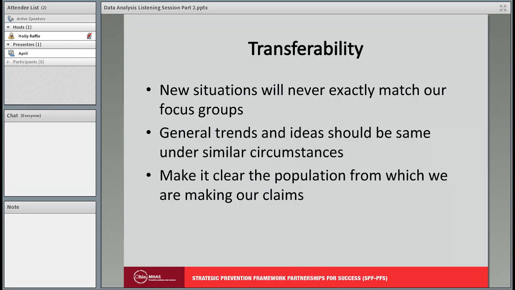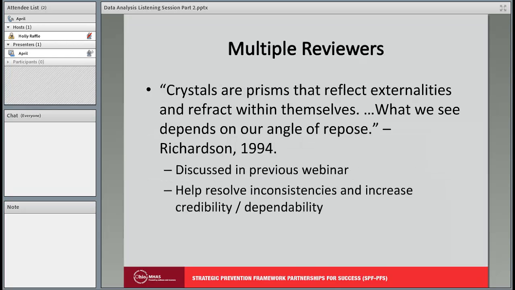So we want to get to, again, boil it down to the essence of what our communities are saying. So general trends and ideas should be similar. But it's also important to make clear the population from which we're making our claims when we do our reporting and when we talk about our theories, because new situations will never exactly match the situations under which we conducted our focus groups.